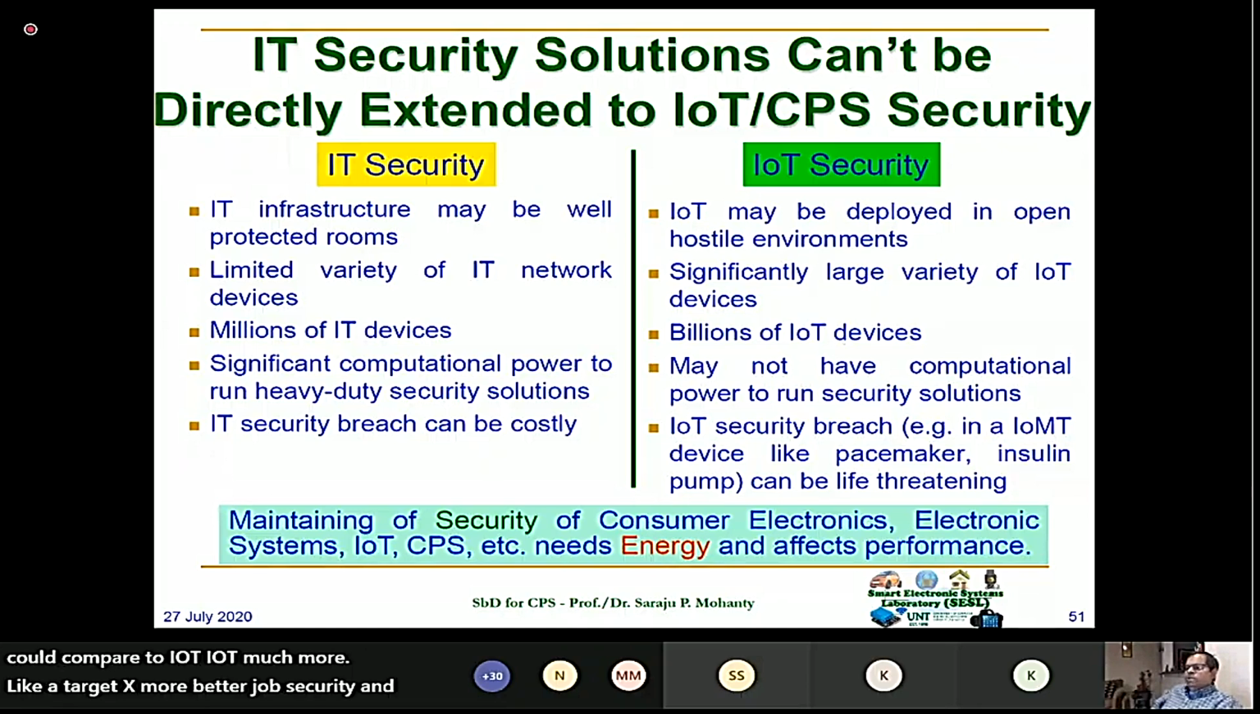Another important problem is this one. IoT devices, each one of them, may not have computational power. So we have to do the security under the assumption that the host may not have the computational capability to run the security. Those are far bigger challenges. One, I said, variety of devices, a lot of devices, and devices may not have computational power. And then there are much more life-threatening situations in the security breaches that can happen. That's why IoT security or CPS security is a more serious problem compared to IT security.